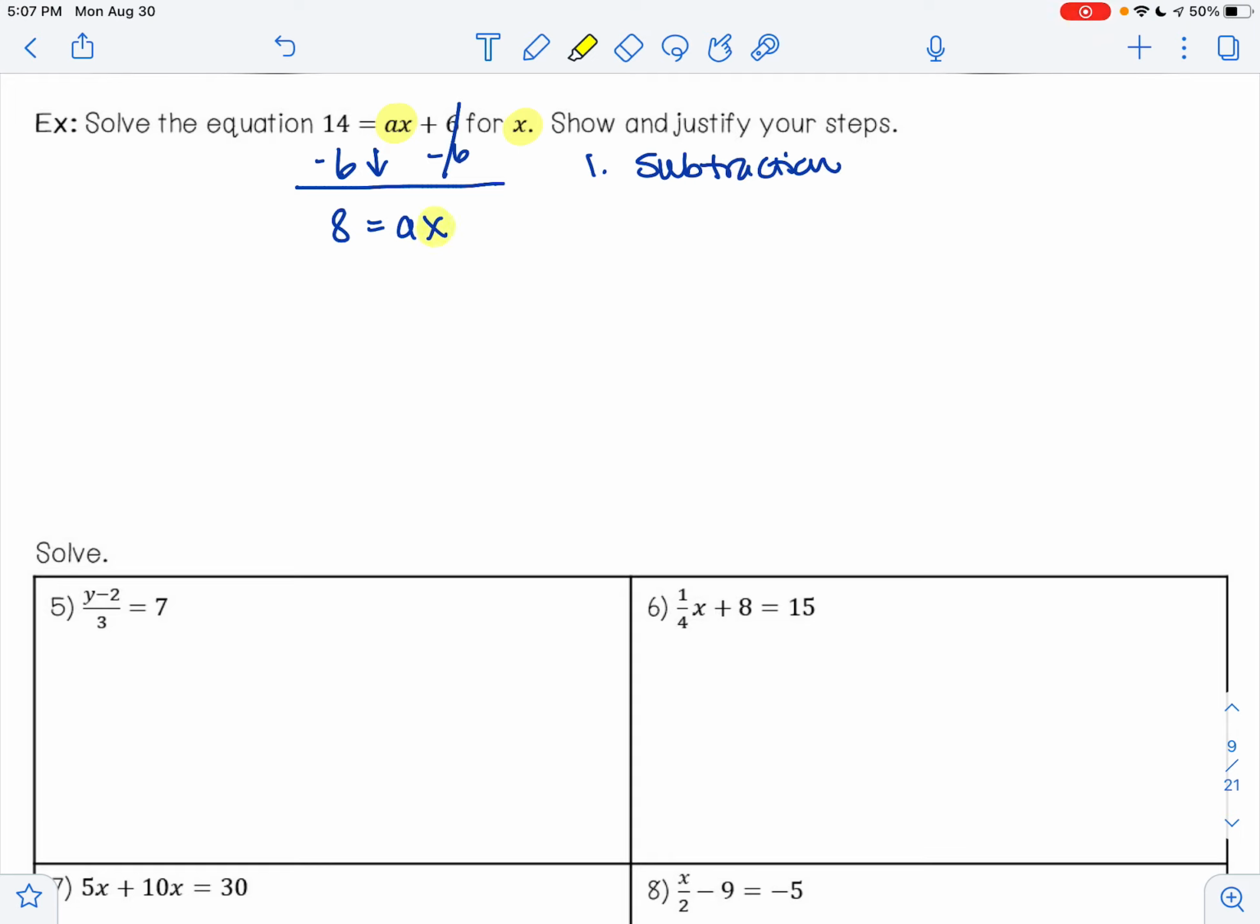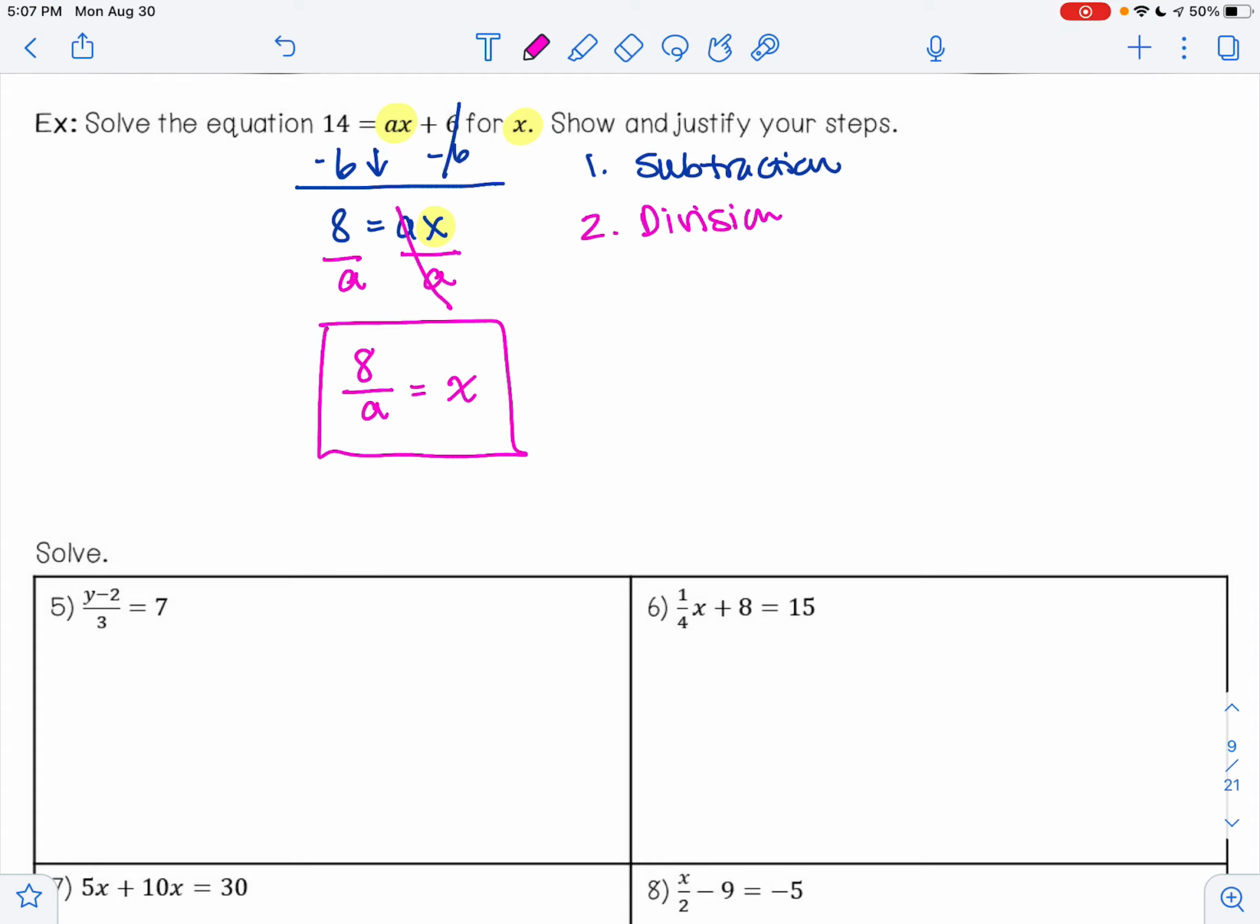I still want to get x by itself. X is being multiplied by a. To undo multiplication, we need to use division. So I'm going to divide both sides by a. 8 divided by a. Well, I don't know what a is, so I can't simplify that any further. So that's just going to stay as 8 divided by a. On the right side of the equation, a divided by a is 1, so that leaves me with a 1x. So my answer is just x equals 8 divided by a. And you can leave your answer just like that.